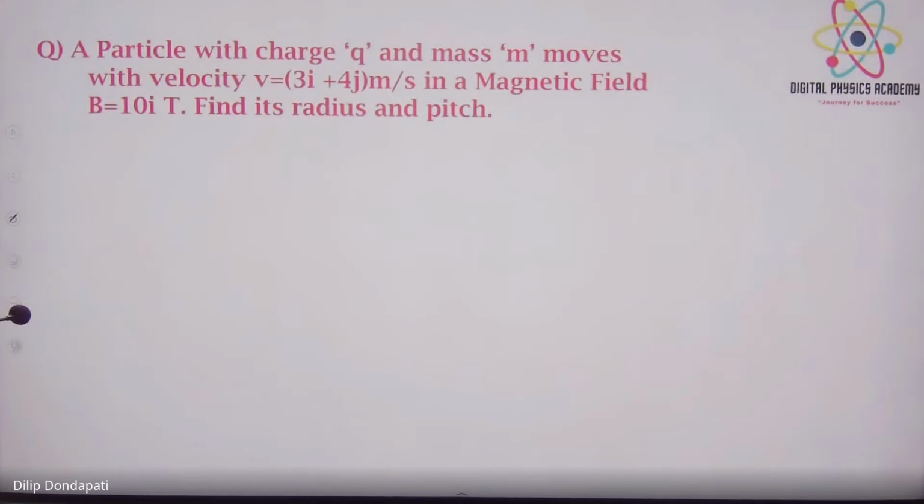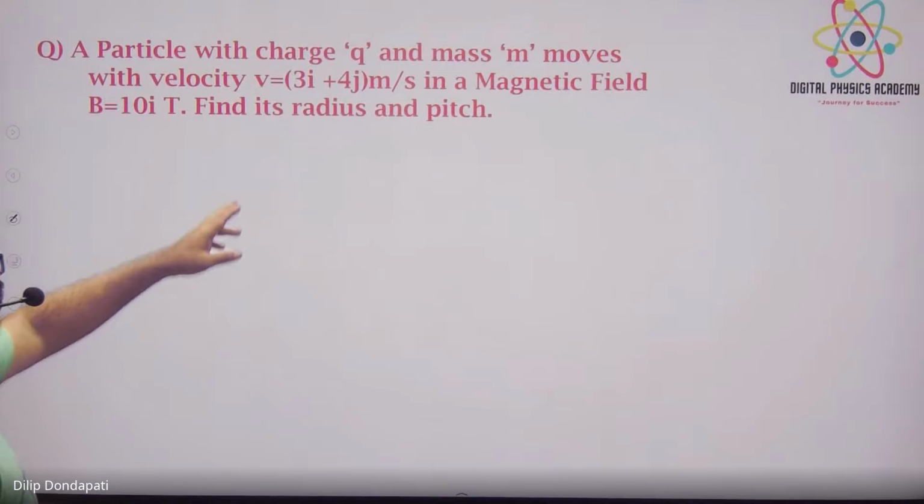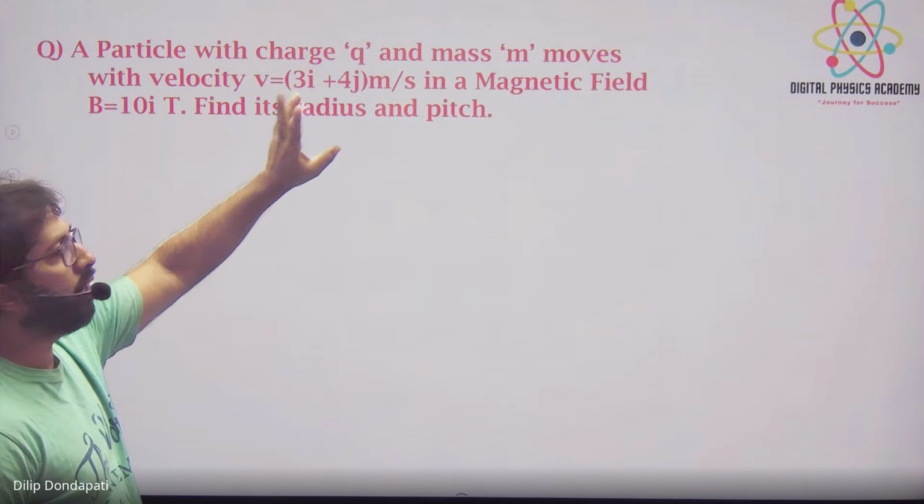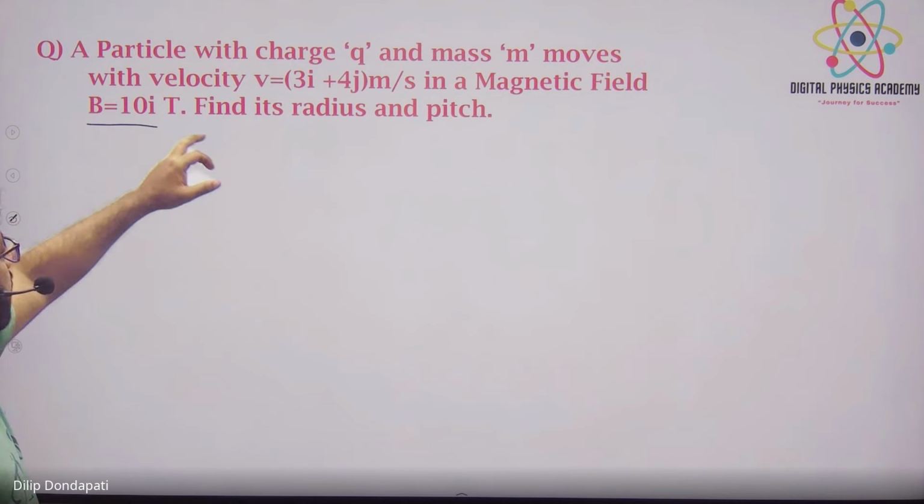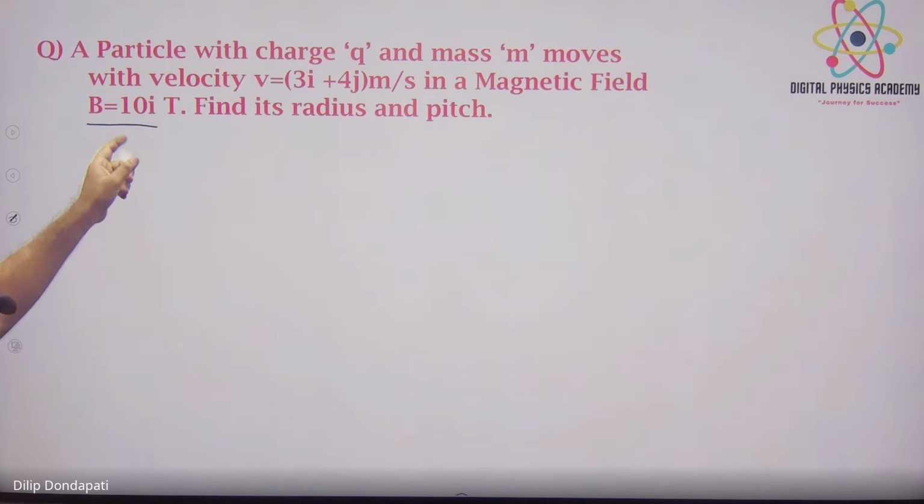A particle with a charge and mass moves with a velocity. Now देखो, the velocity is having two dimensions in a magnetic field. Magnetic field is along the x-axis, x direction, i cap दिया ना. Find the radius and pitch. Radius and pitch, करो.